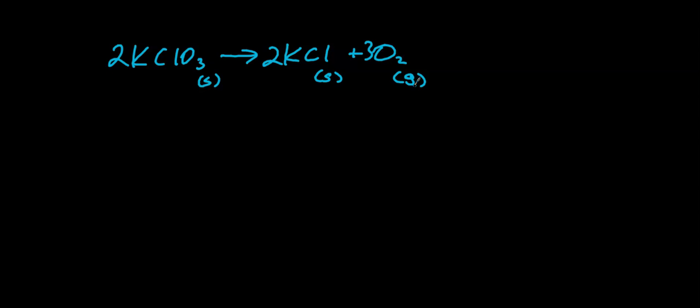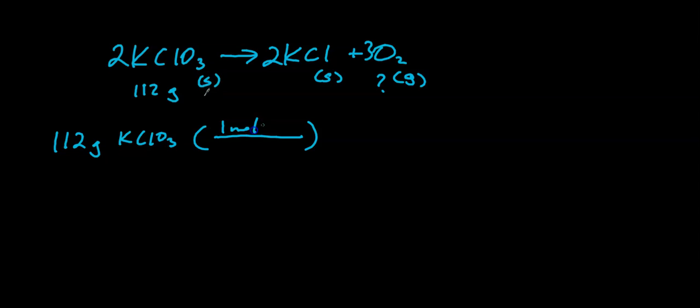And this is just a stoichiometry problem. So we're given the amount of potassium chlorate. We have 112 grams of this, and we're trying to find how much of the gas is produced at STP. And so we can just take the 112 grams and, using the molar mass, convert that to moles. So the molar mass of potassium chlorate is about 123.